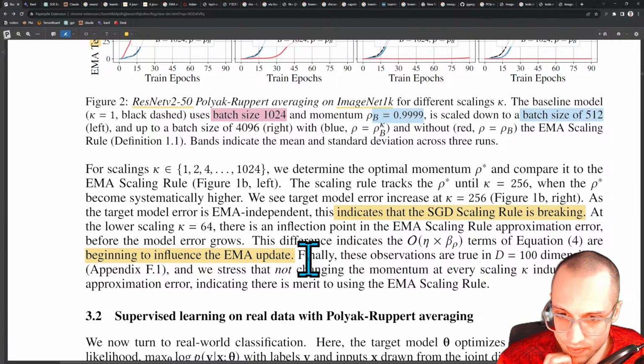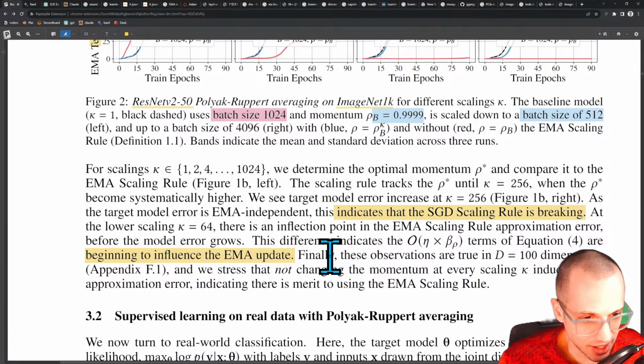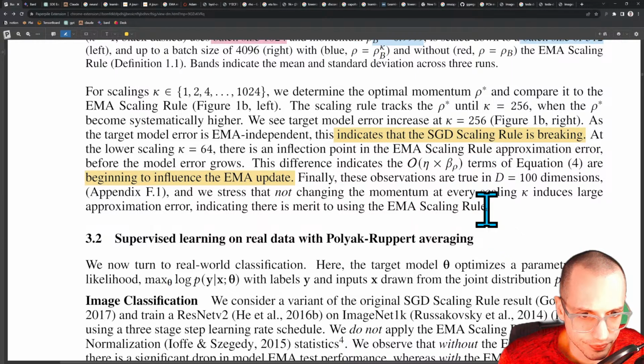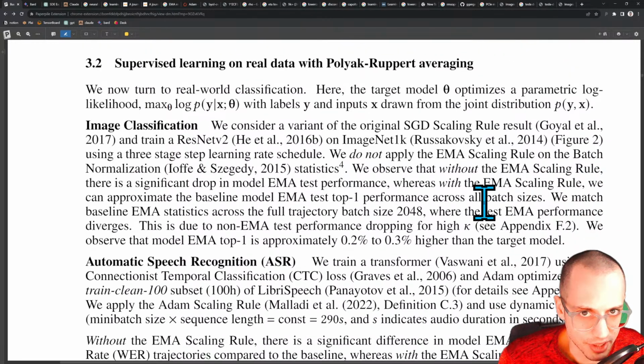But more and more we've realized that that's not the case, or we said that initially, but at some point that's going to break everything. And I think that's kind of what's happening here. These observations are true in 100 dimensions, and we stress that not changing the momentum at every scaling induces a large approximation error, indicating that there is merit to using the EMA scaling rule.